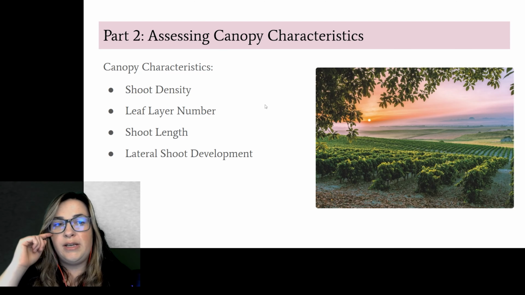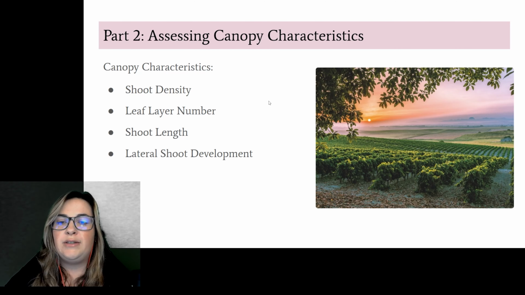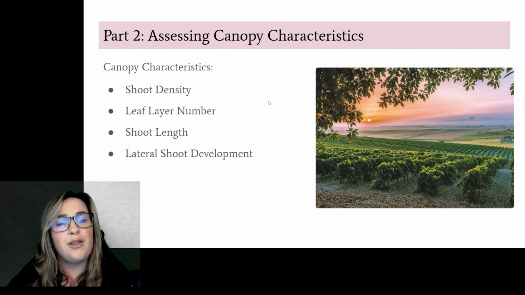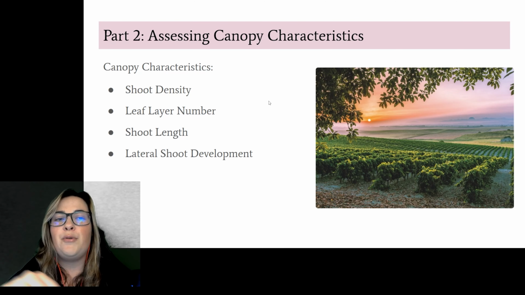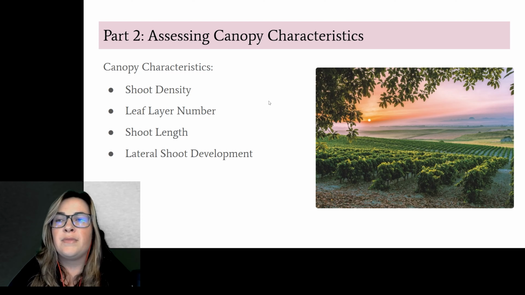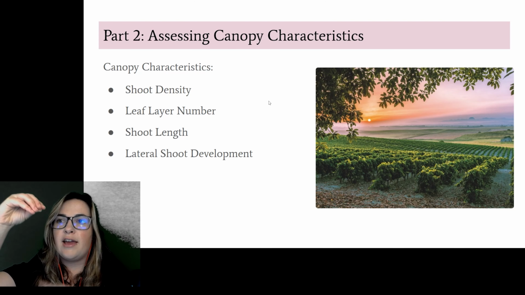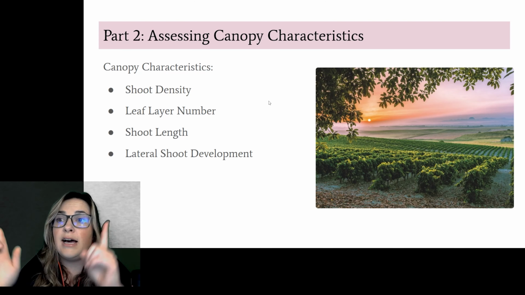Okay, part 2 is assessing canopy characteristics. How do you determine if your canopy is too thick or not thick enough? Do you have enough foliage, or do we not have enough foliage? There are a couple of ways to determine that: the density of your shoots, the leaf layer number, the shoot length, and also the lateral shoot development. There's a primary shoot that comes off of the vine, and any shoots that come off of that are lateral shoots.